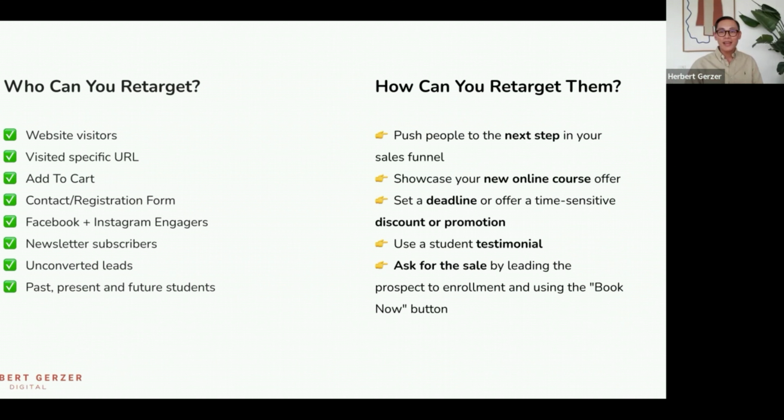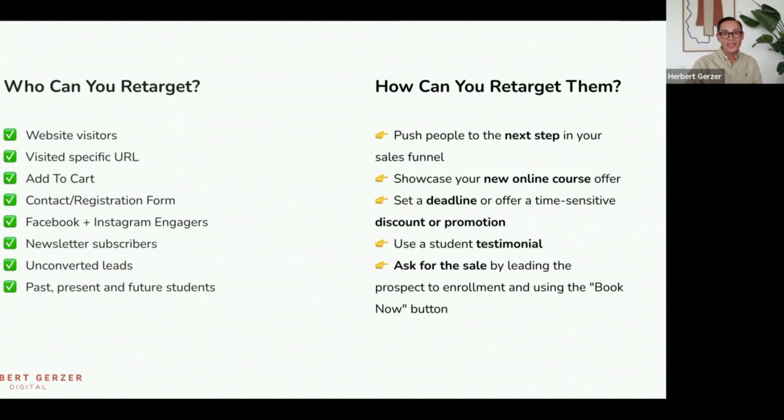And how do we do that? By having time-sensitive discounts or promotions with deadlines, using that sense of urgency to get people to make a decision. Using student testimonials to build social proof and trust with audiences. And again, online, there are so many different providers and competitors out there. The school or the brand that builds the most trust with that potential student will ultimately win. And of course, we can use retargeting audiences to be direct and ask for the sale and get students to book and pay now.